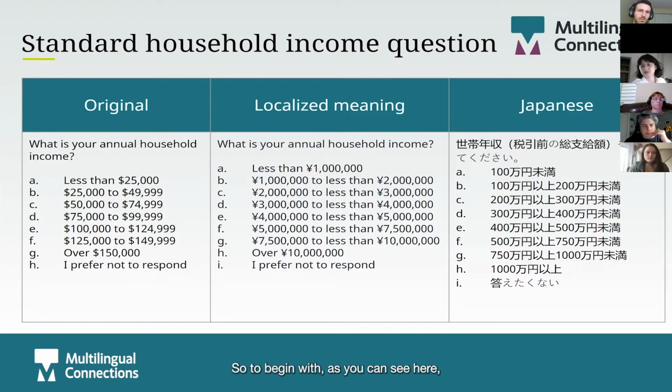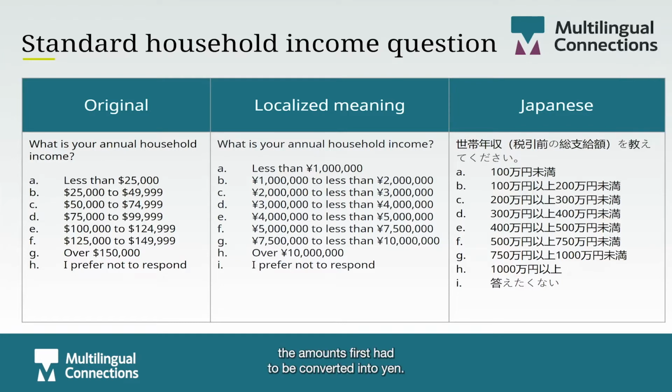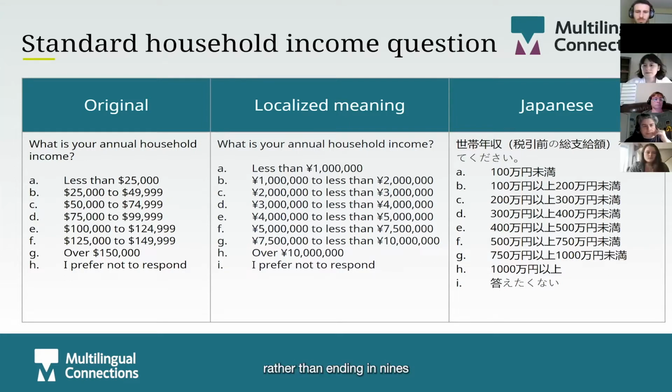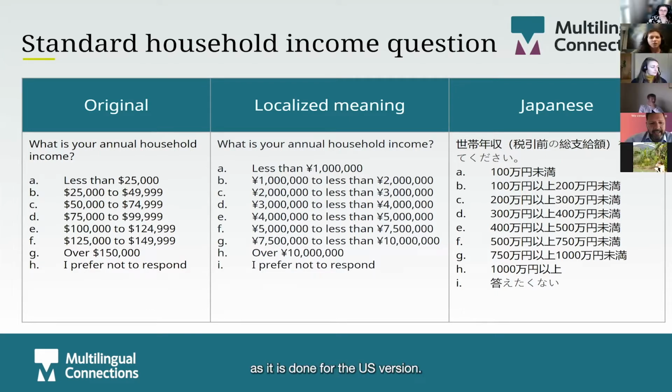So to begin with, as you can see here, the amounts had to be converted into yen. And even though $1 is about 111 yen, we decided to round it to 100 for readability, because people in Japan are more used to seeing figures such as 1 million yen or 2.5 million, rather than the ending in nines as it's done for the US version.